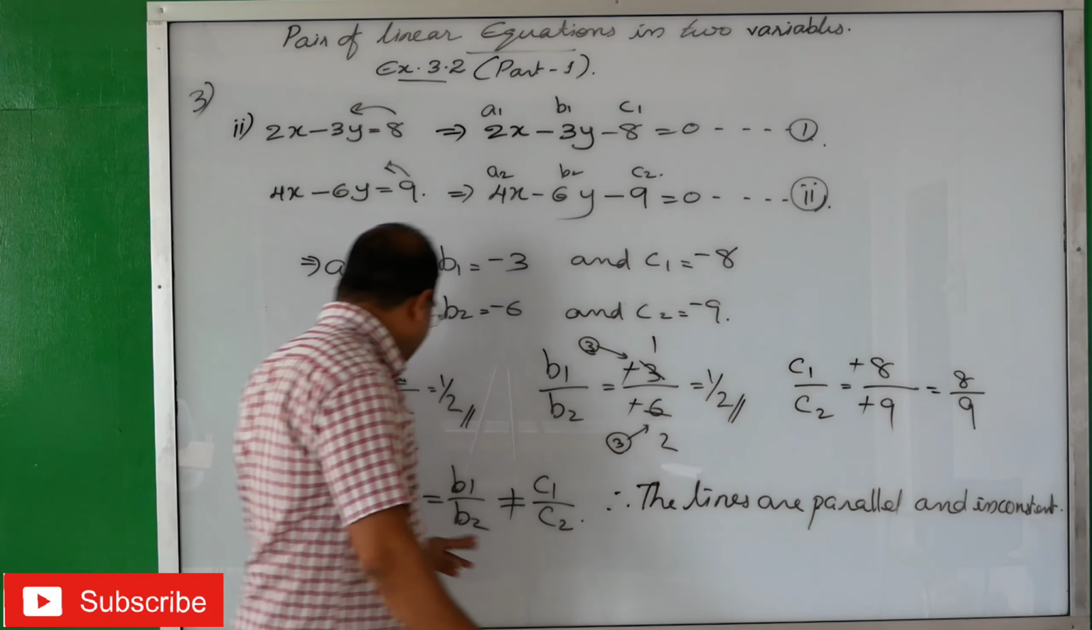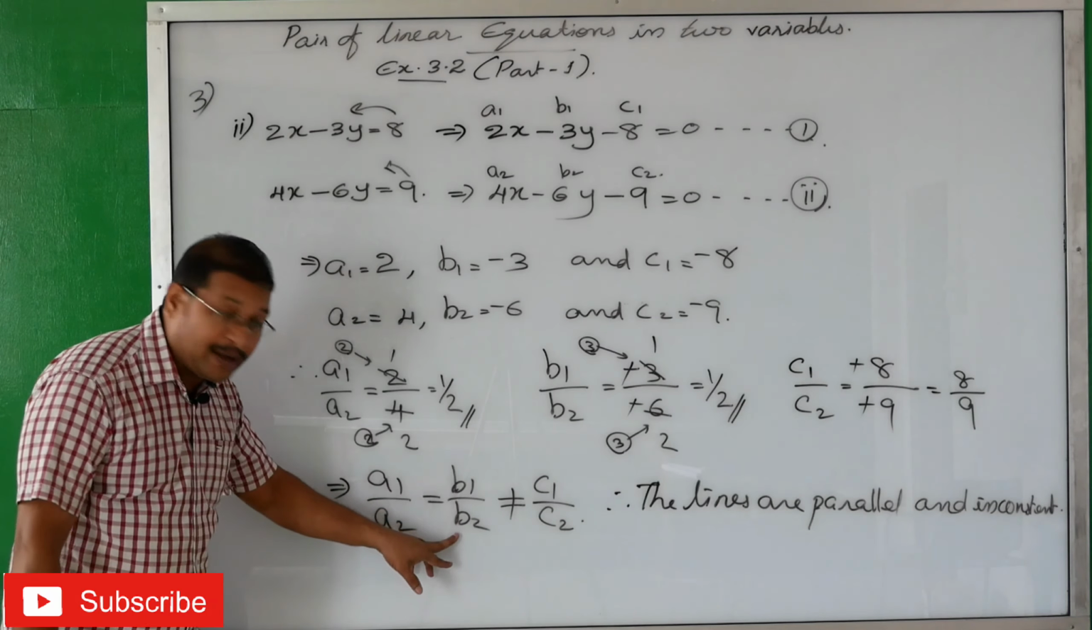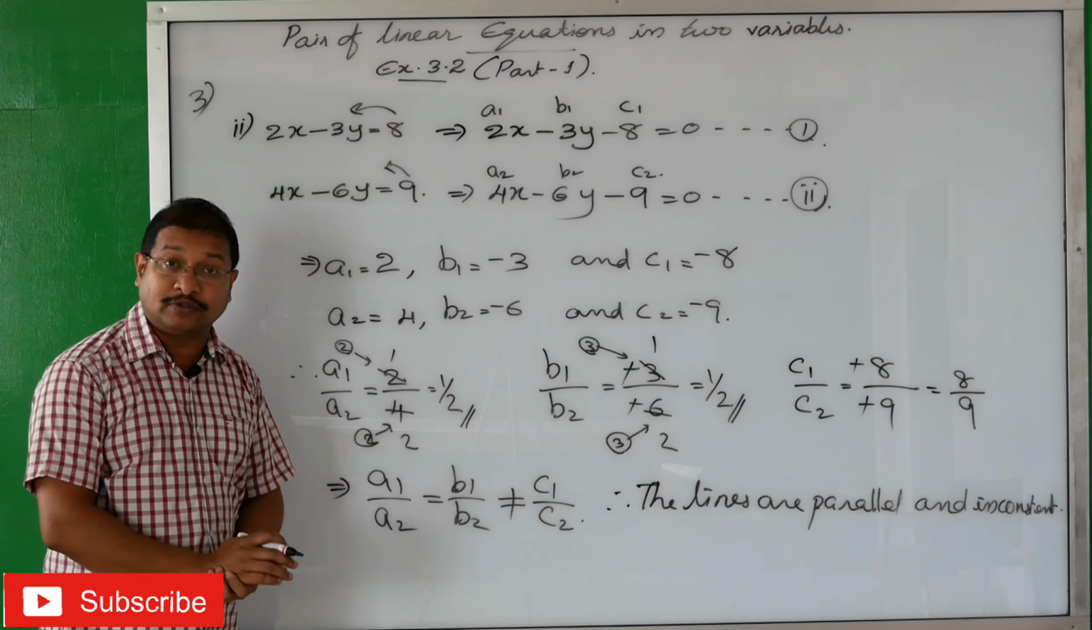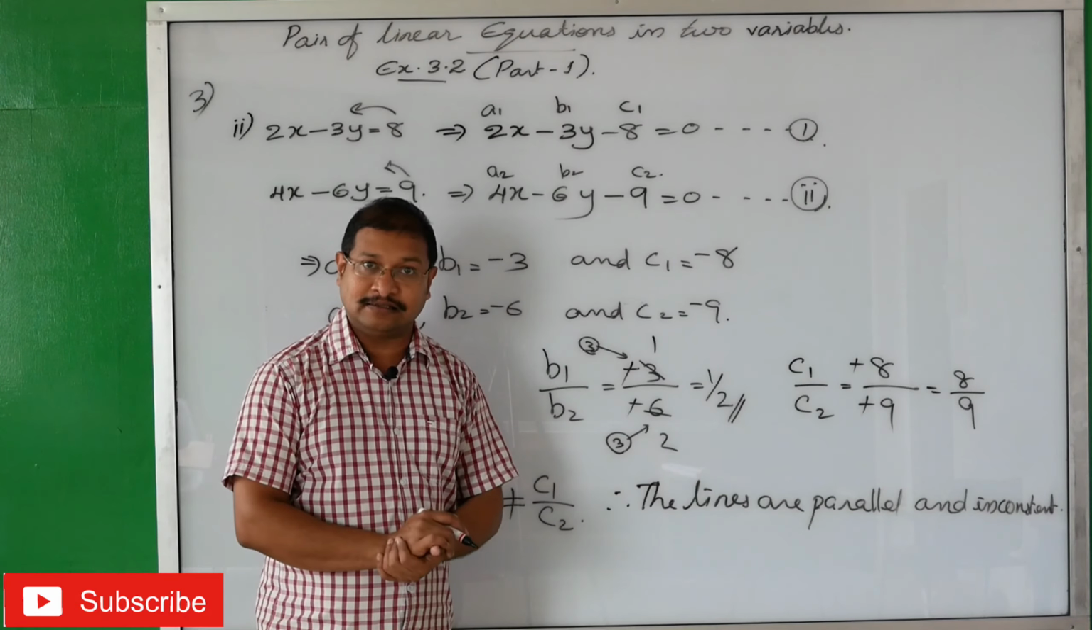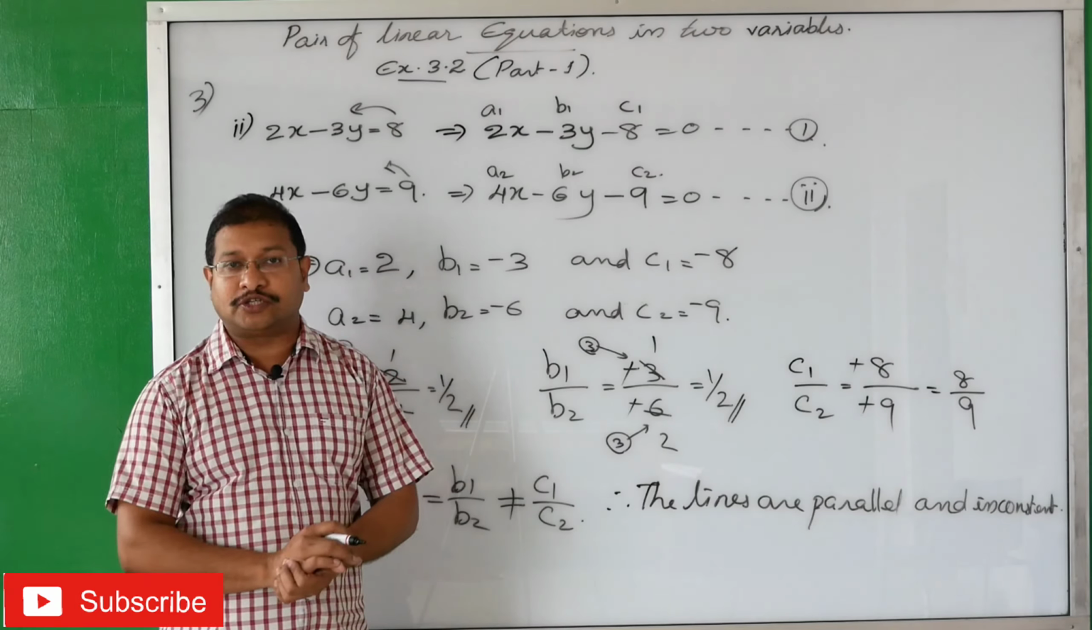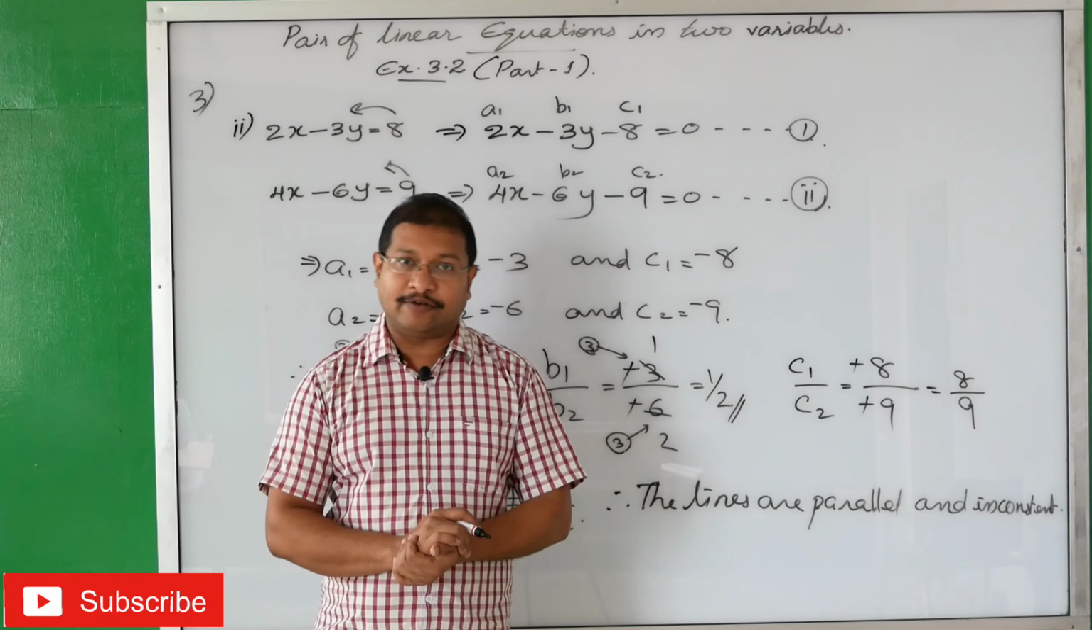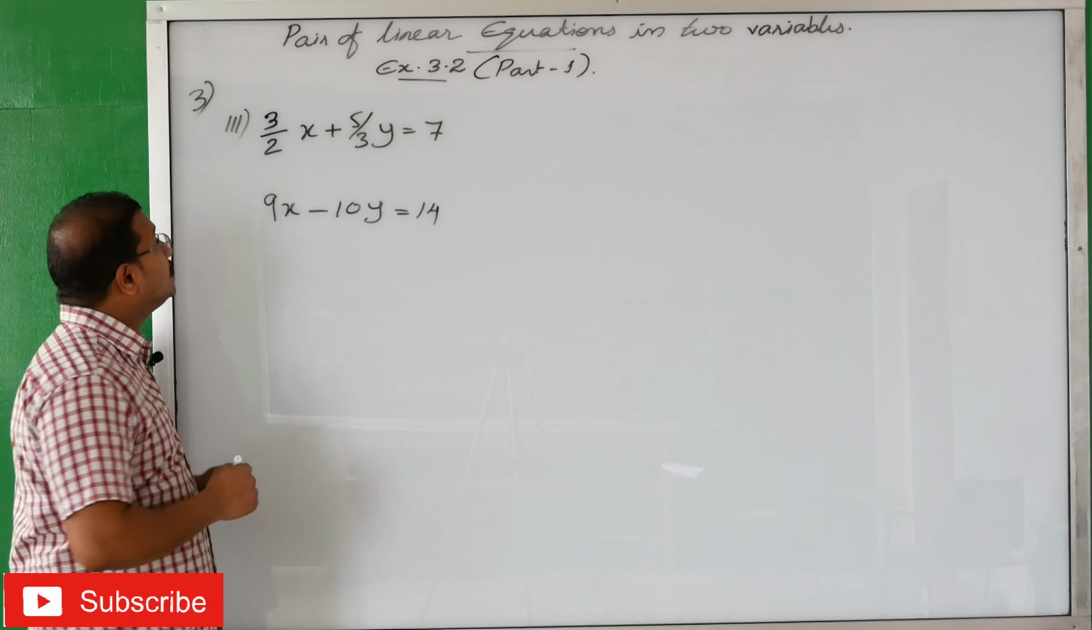See, if you get A1 by A2 equals B1 by B2 not equal to C1 by C2, that means while solving by graph, you are going to get parallel lines. That means it is inconsistent. You will not get the value of x and y. Ready? Let's see the third question.